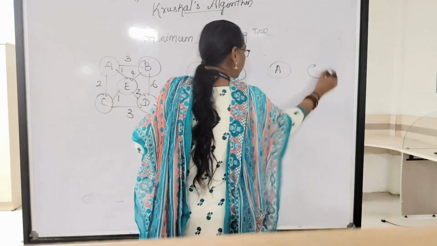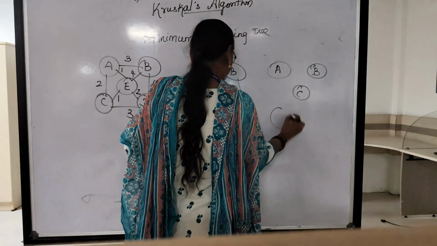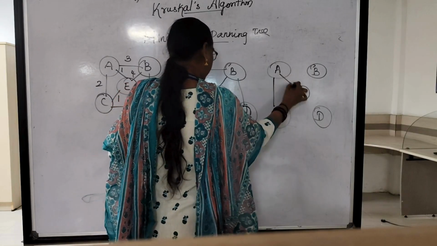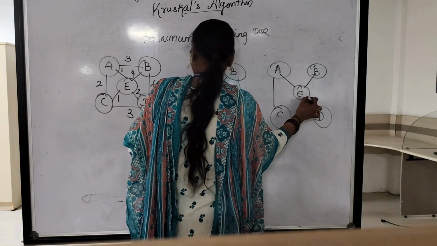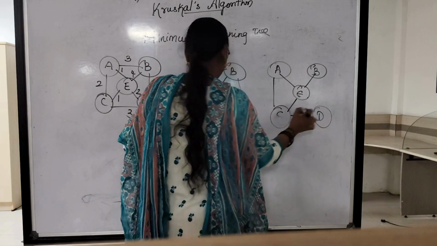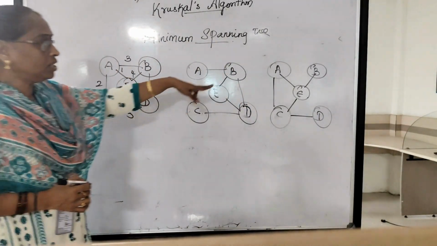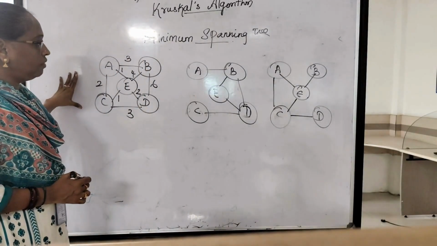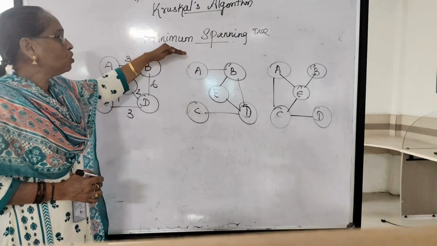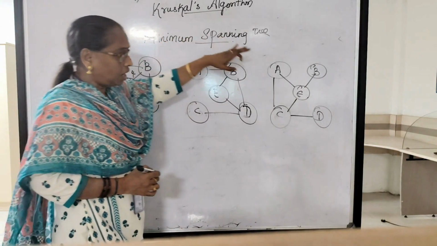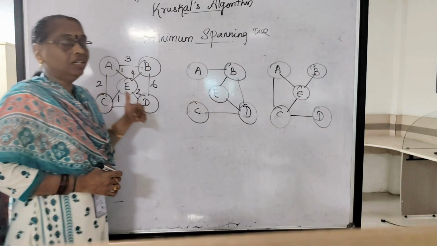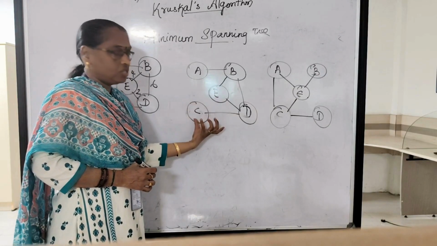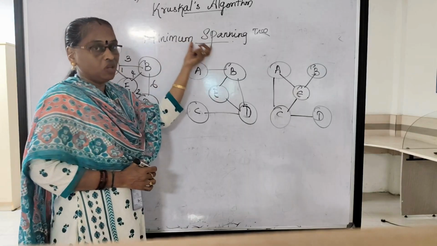Another spanning tree could be this. So here also all the vertices are connected, all the nodes are connected. So this is what a spanning tree is. For a particular graph I can have n number of spanning trees. So what is a minimum spanning tree? Out of all the possible spanning trees, which one gives me the minimum cost? Each edge has its own cost, so the spanning tree which has the least cost is considered the minimum spanning tree.